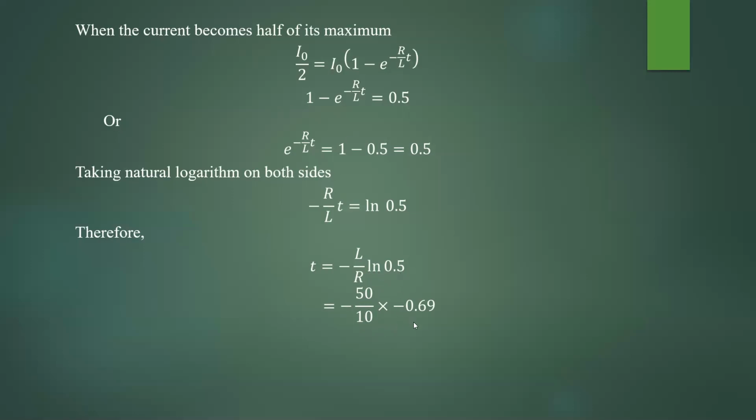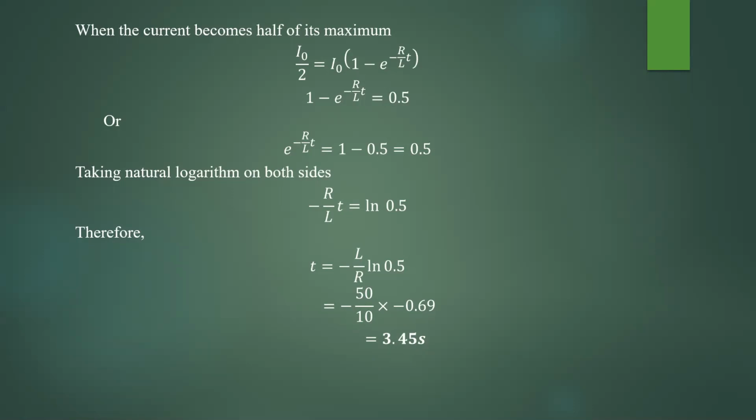So ln of 0.5 is minus 0.69. You can use the calculator and find ln of 0.5. How much is it? Can you calculate? Minus 0.693, minus 0.69. So L is 50 Henry, R is 10 ohm. So 50 divided by 10 is 5. So you'll get 5 into 0.69, minus to minus becomes plus. If you multiply that, you will get 3.45 seconds.